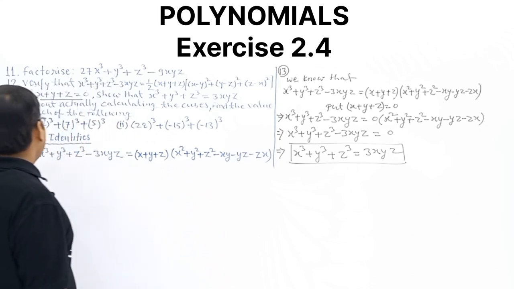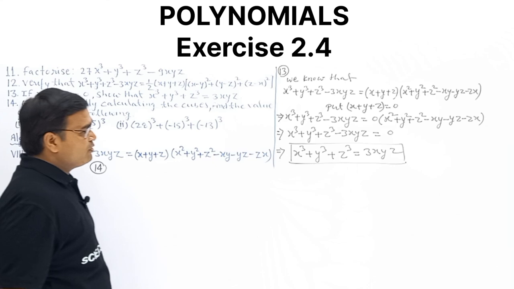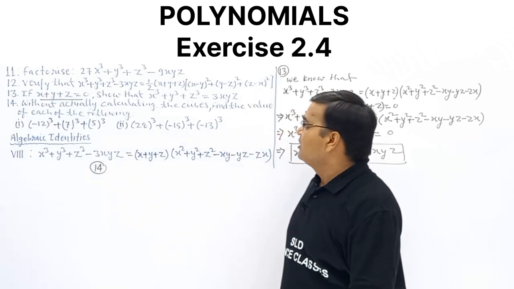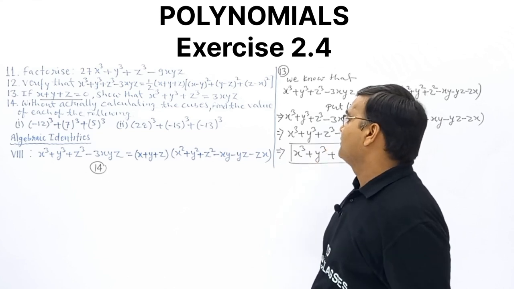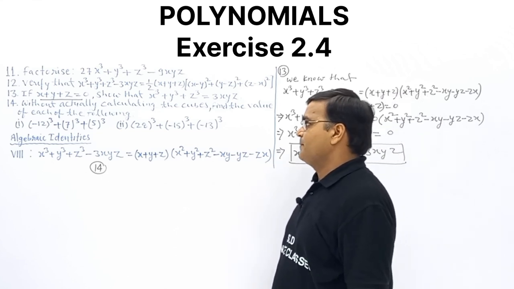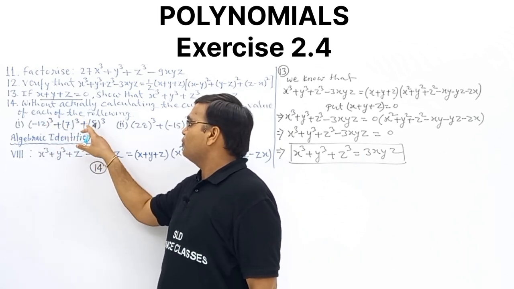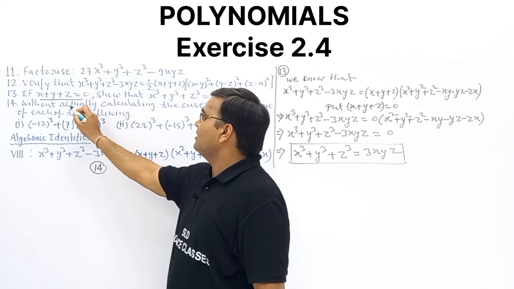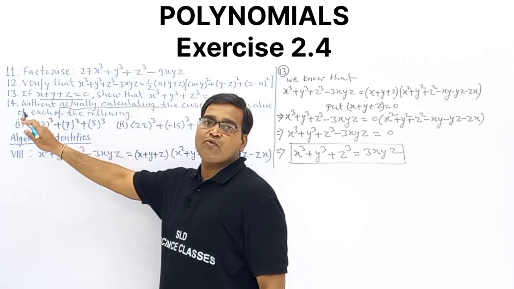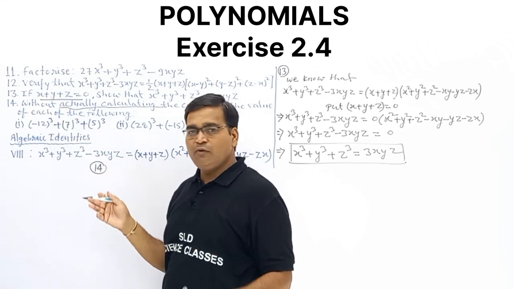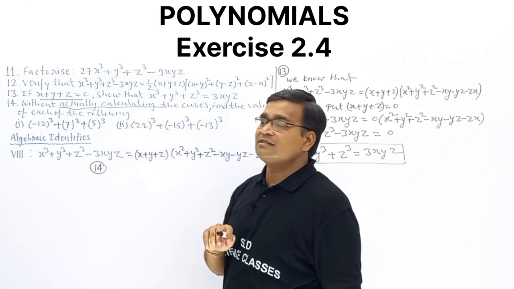Now question number 14. What is question number 14? Observe carefully. Question number 14 says: without actually calculating the cube, find the values of each of the following. We have the cube terms minus 12 cube plus 7 cube plus 5 cube. But we have one condition: without actually calculating the cube. We don't want to cube minus 12 into minus 12 into minus 12. Once we do like this, we can obtain the result, but the condition is given, so we will not do it like this.